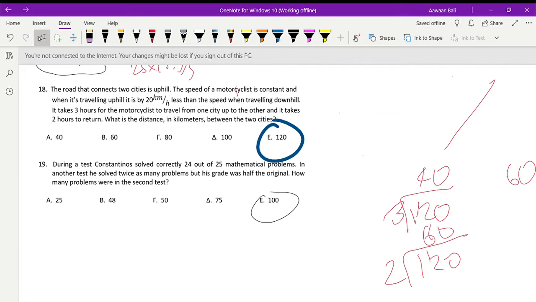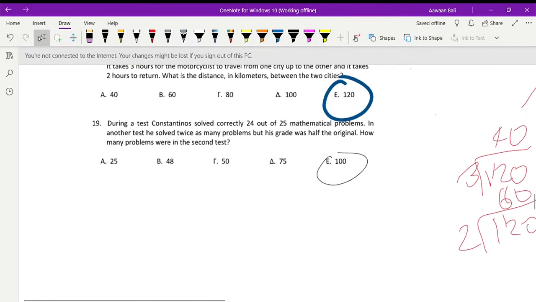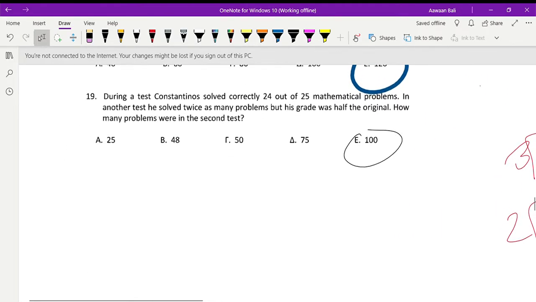And that means it has to take 3 hours, since 40 times 3 is 120. When it's going down, however, we know the speed is 60 kilometers per hour, so it has to take 2 hours. That also works, since 60 times 2 is 120. The difference between the two speeds is 20. So therefore, the answer is eta, 120. Definitely. So, question number 19.